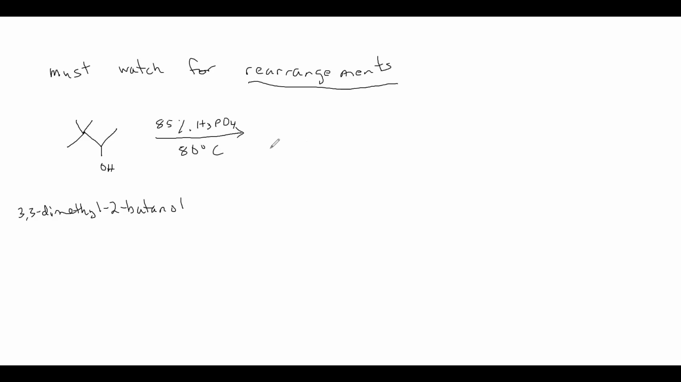it turns out that our products that we get are these. So we get about 80% yield of this alkene and 20% yield of this alkene.